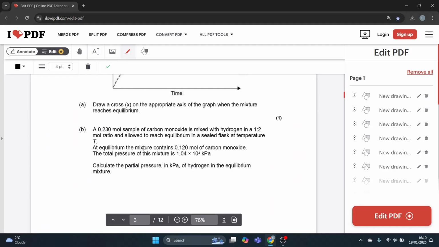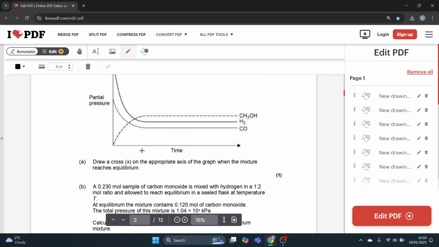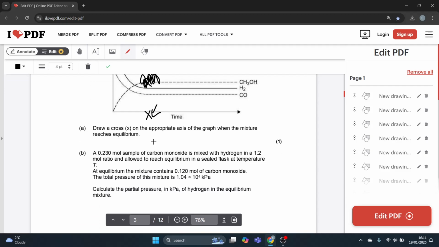Question 2. Draw a cross on the appropriate axis of the graph where the mixture reaches equilibrium. It's just going to be somewhere here. Now don't put the X here. It's a very, very easy mistake to make. I would have done that. But yes, it has to be just on or just below the line of the x-axis.